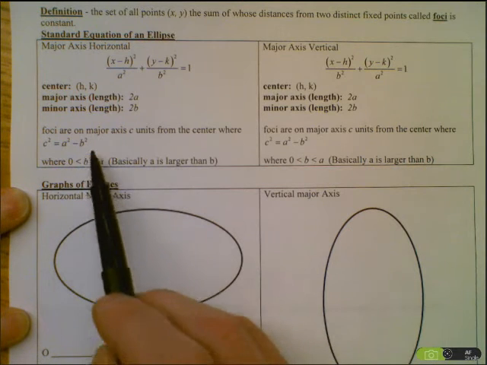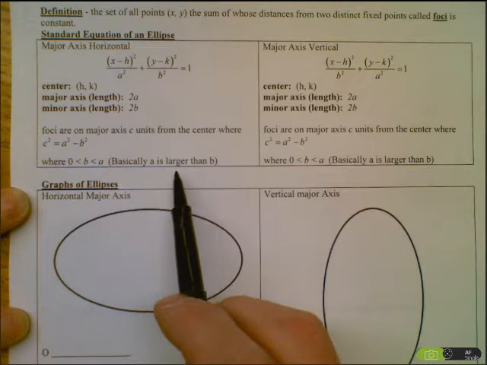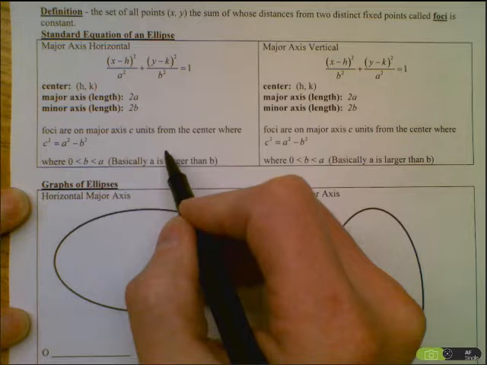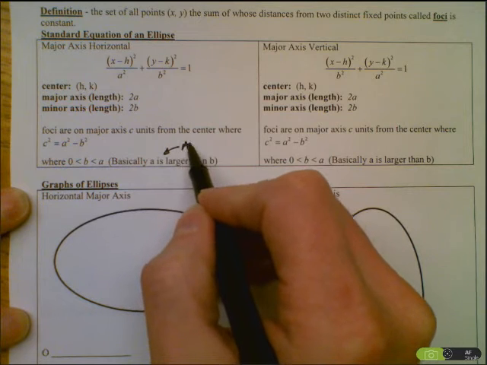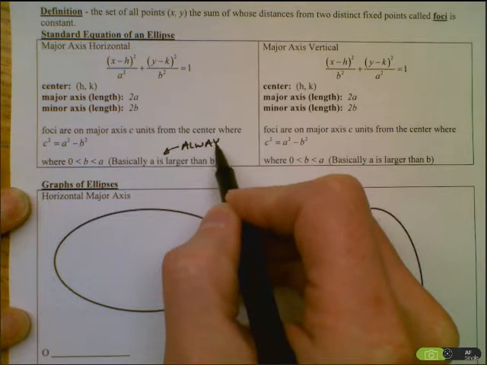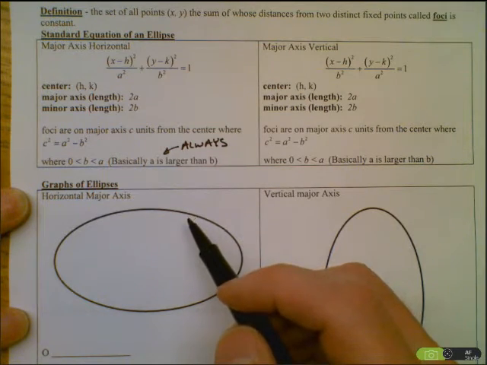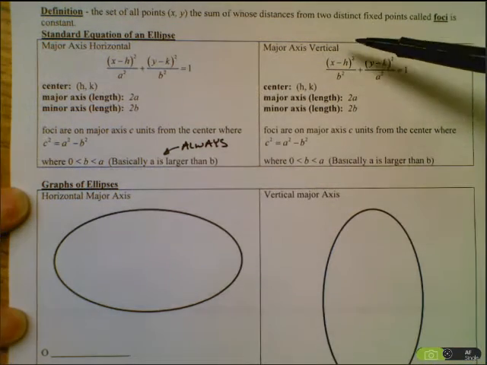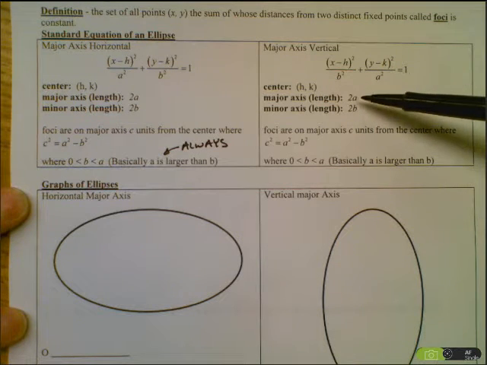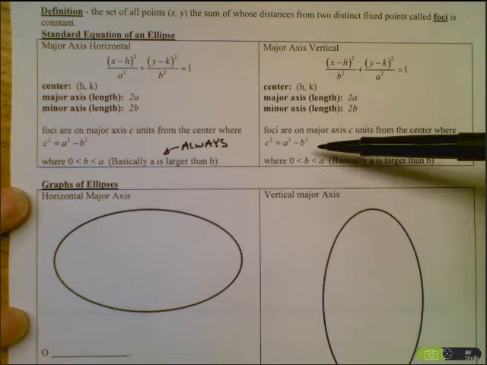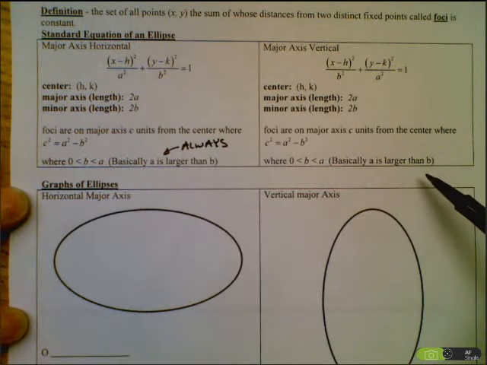Okay, so basically this statement here is saying that a is larger than b. A is always larger than b for an ellipse. Okay, and then when we come over here to major axis vertical, we've got the same center, we've got the same major axis, we've got the same minor axis, we've got the same foci. Again, a is going to be larger than b.